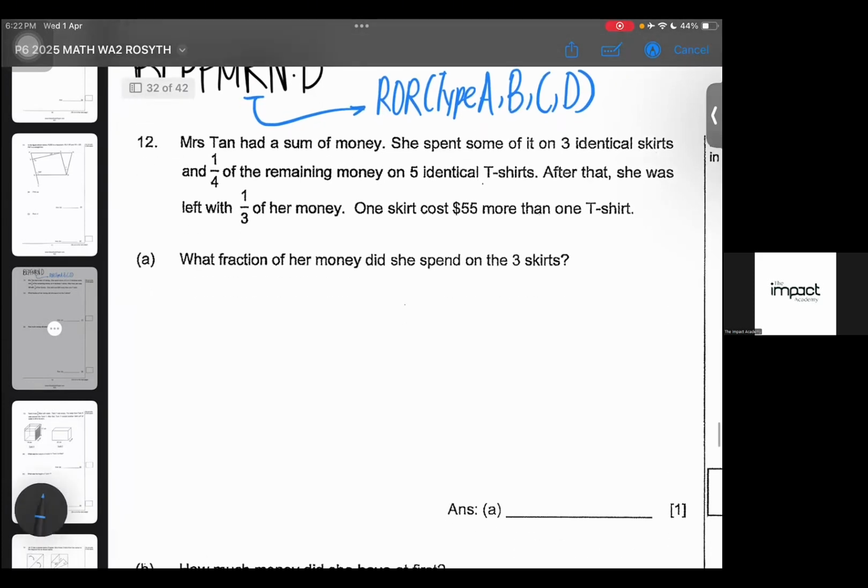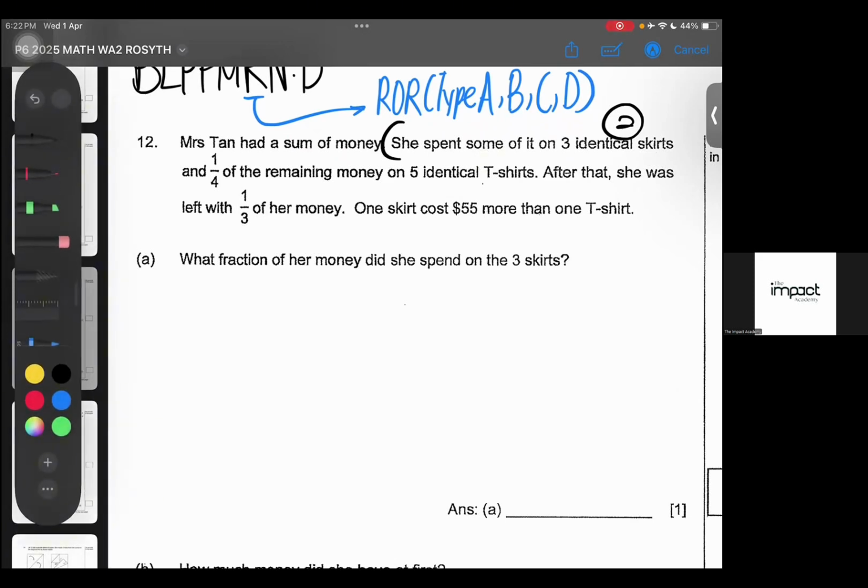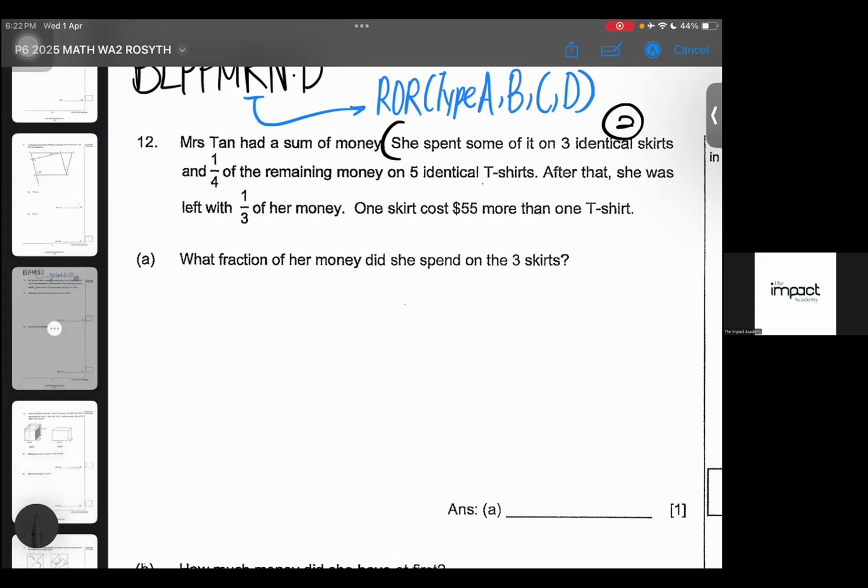Mrs. Tan had a sum of money only, right? Sentence number 2, she spent some. Now, this sum of money is very, very tricky. A lot of students don't understand what is sum. Sum means what? It's like I say $10 is also called sum, right? $15 is also sum. True.